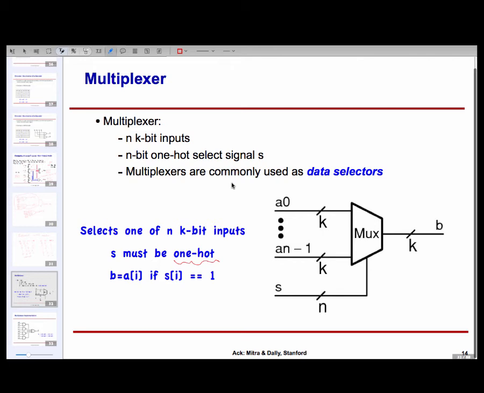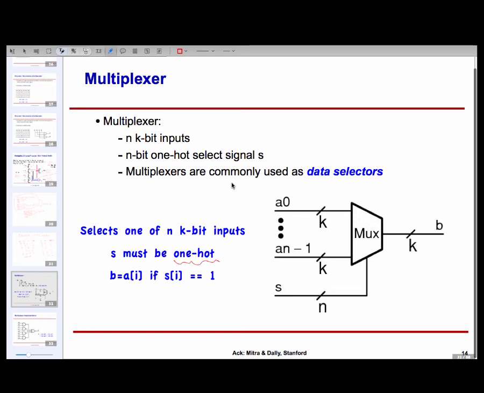In the context of a computer system, you might imagine, for example, the CPU, the processor, may get information from a bunch of different memories, different types of memories. So there might be a multiplexer at the input of the processor, and then the processor can tell the multiplexer, send me information from memory bank number 1, or memory bank number 2, or memory bank number n.